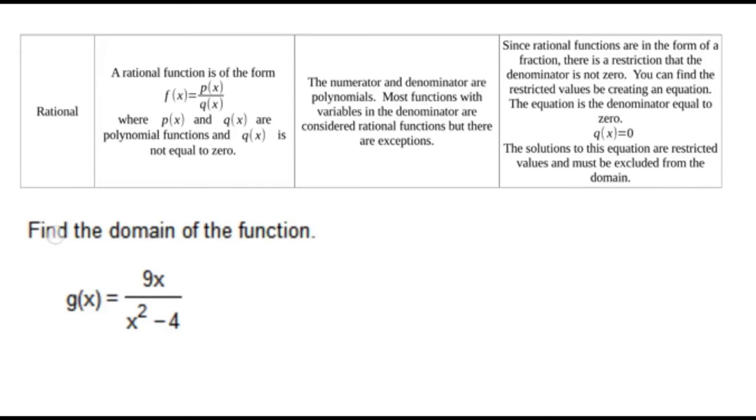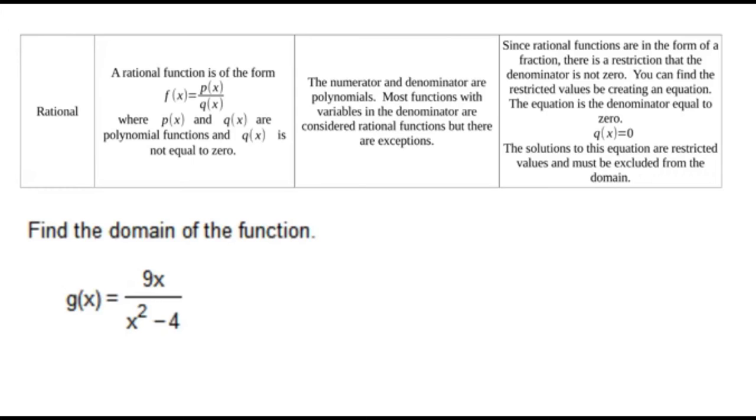On this question, we want to find the domain of the function g of x equals 9x over x squared minus 4. And as we look at this function, we're trying to find the domain. We're looking for possible restrictions on the variable x. Now, one that stands out pretty quickly to me is that I see a variable in the denominator. And when you have a variable in the denominator, you have to consider division by 0 being undefined. And so you want to look for when that denominator is equal to 0.